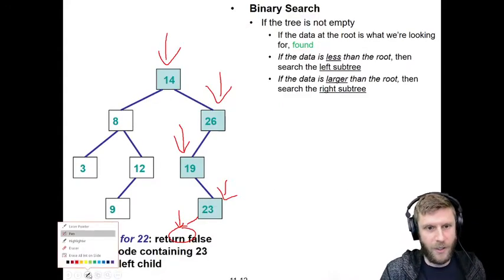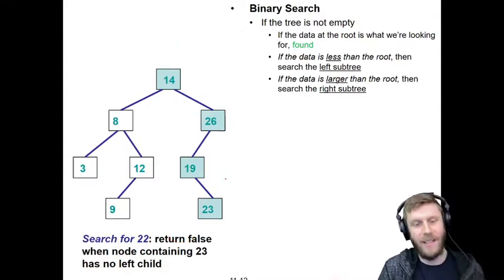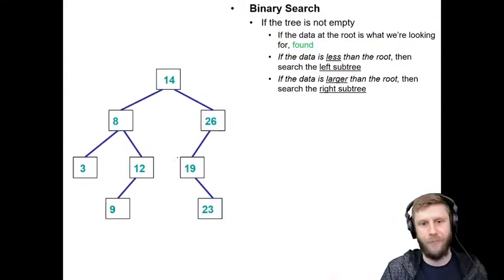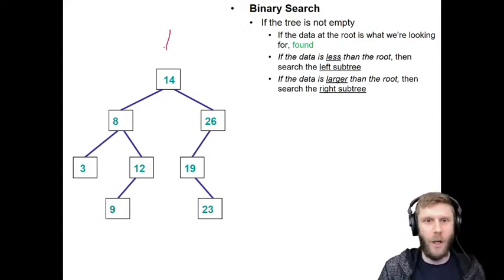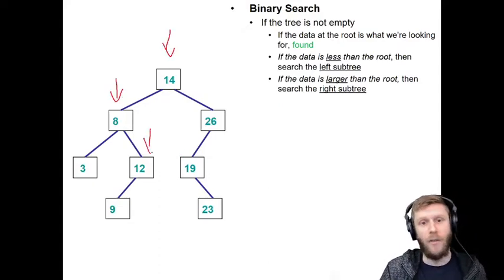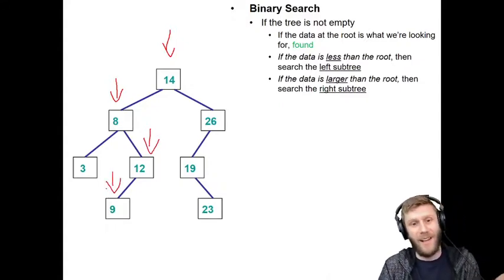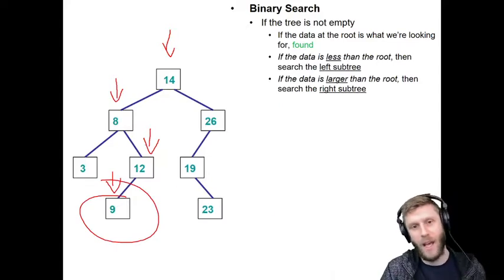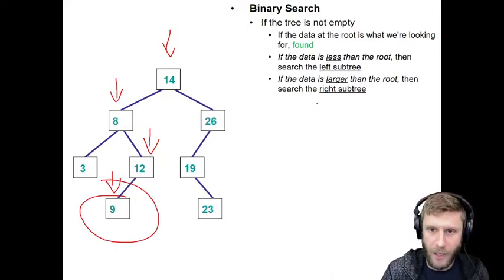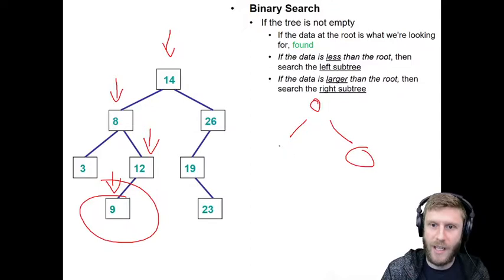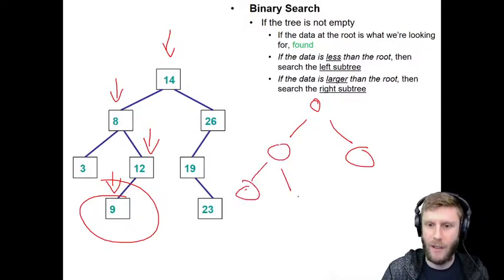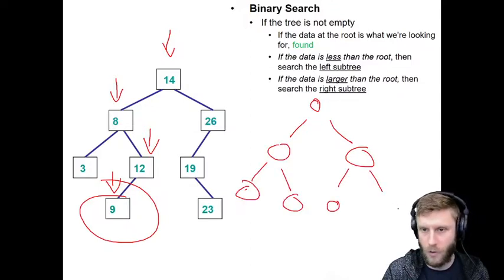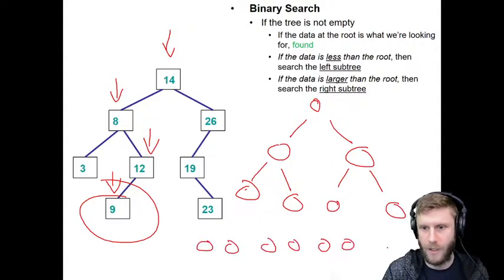You know what? Let's do a search for something that is in the tree. Let's say we're now looking for 9. So 9, well, that's less than 14. 8, well, 9's greater than 8. 12. All right, well, 9 is less than 12, so it must be in the left. 9. Oh, we found it. Yay. Fantastic. Every time, if this was a complete tree where it was nicely filled like this, I'll do one more. 1, 2, 3, 4, 5, 6, 7, 8.